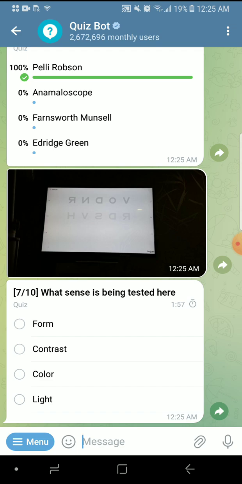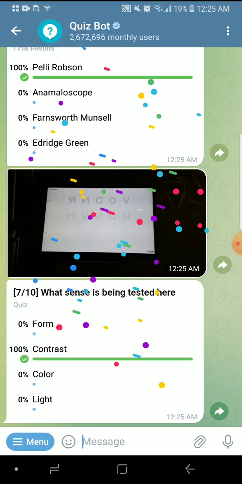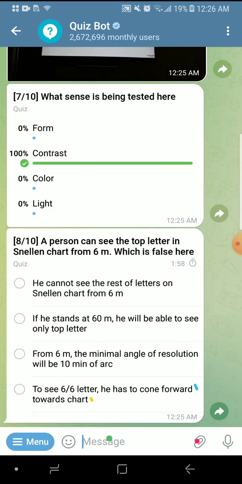And this is the Pelli-Robson chart on a computer screen. The contrast is decreasing. This is Pelli-Robson for contrast sense. A person can see the top letter. Now you should not know all the letters, but you should know the top letter corresponds to 6 by 60. The patient is standing at 6 meters. He can read that; 6 by 60 means his visual acuity is 6 by 60. A normal person can see the letter from 60 meters. Now, of course, if he can see only the top letter, option A, he cannot see the rest of the letters.